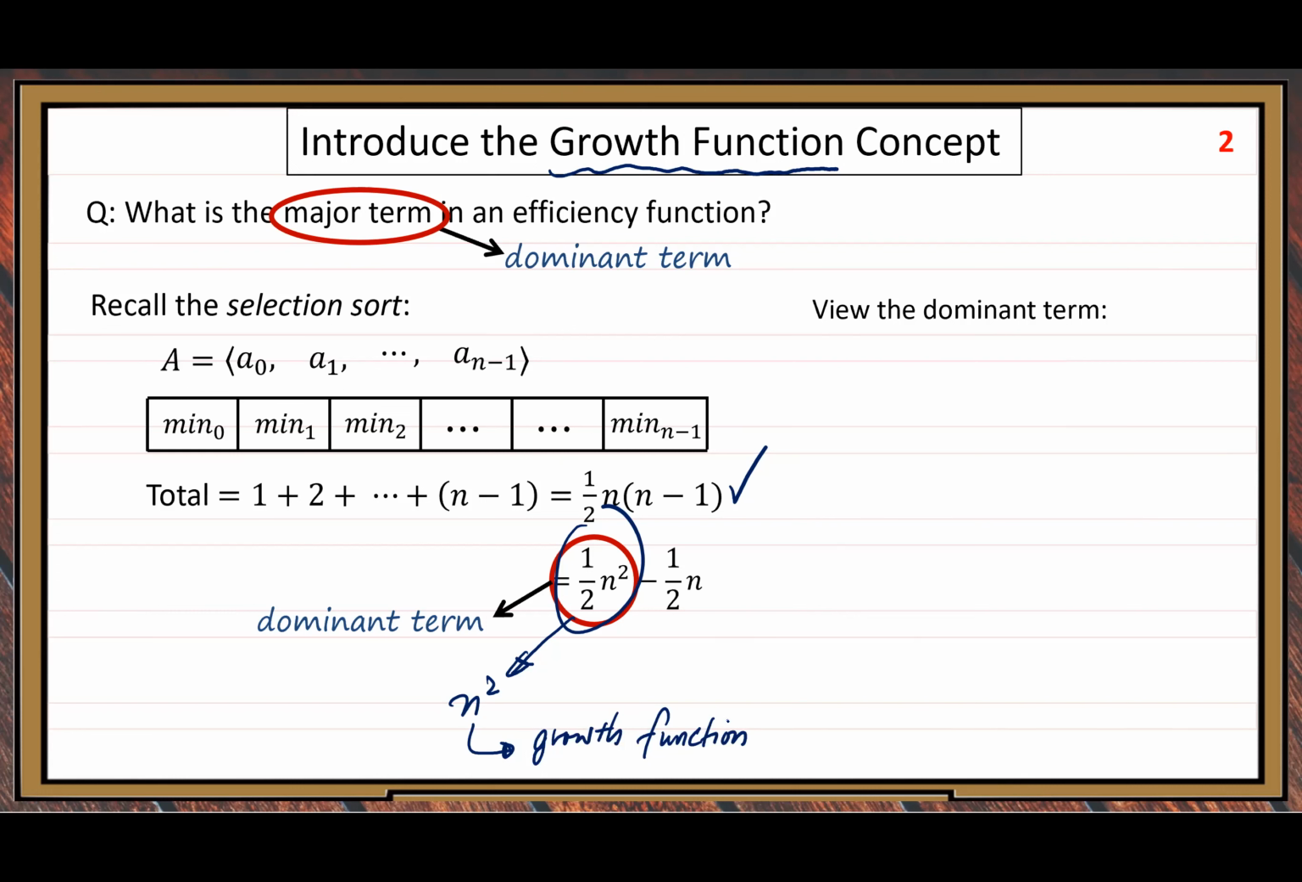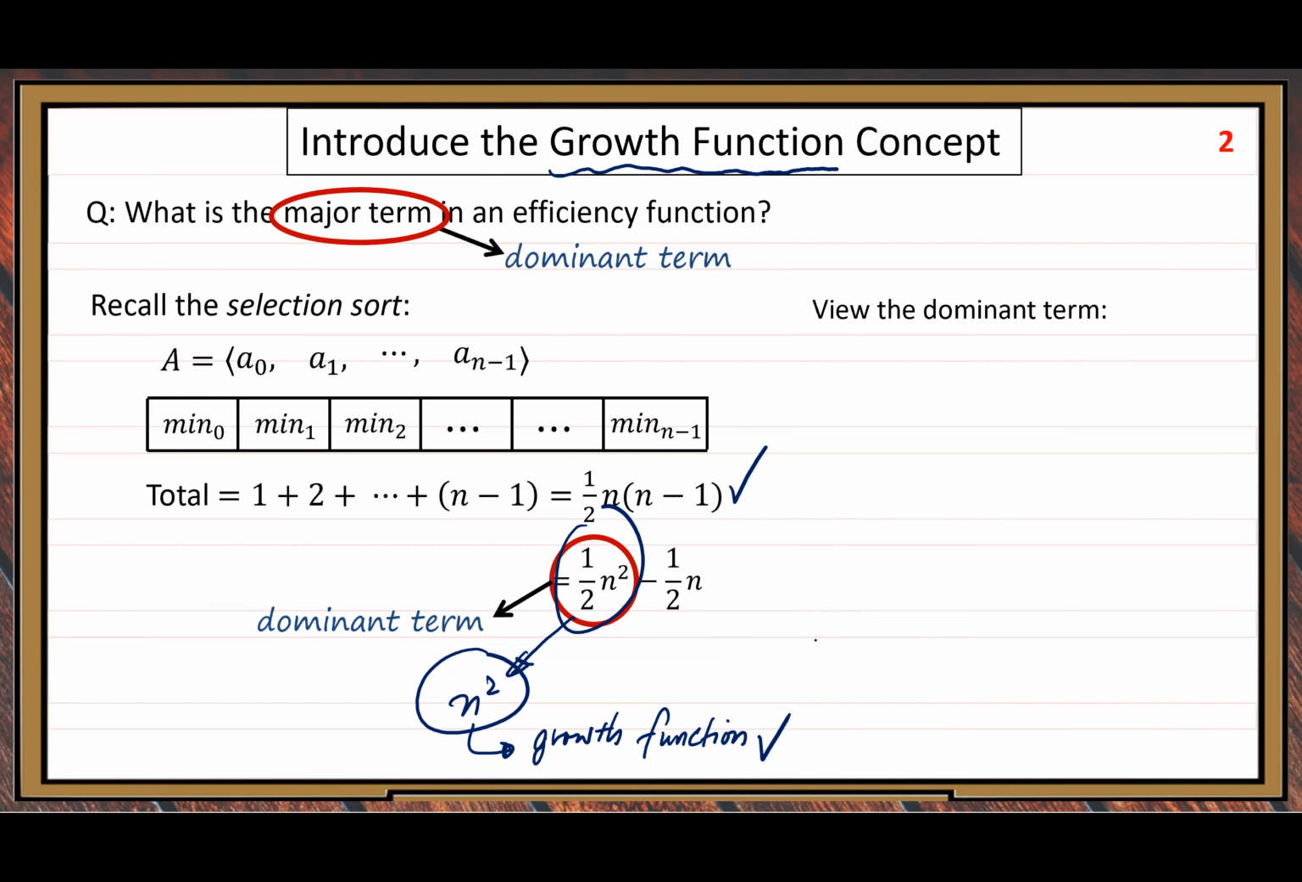That is pretty simple, and this function reflects how fast our algorithm is. It is an easy function to see how fast your algorithm is. So that's the reason we use this growth function concept.